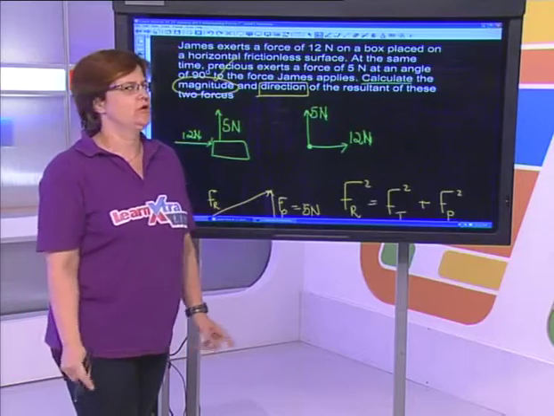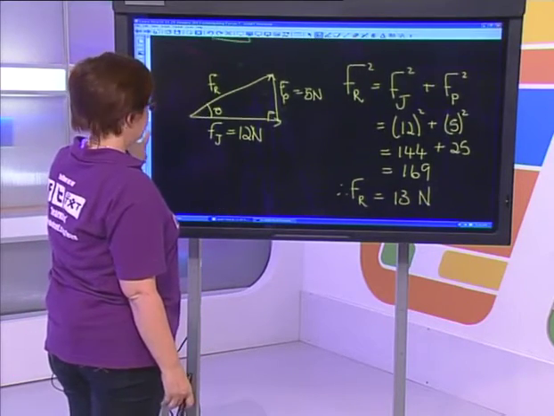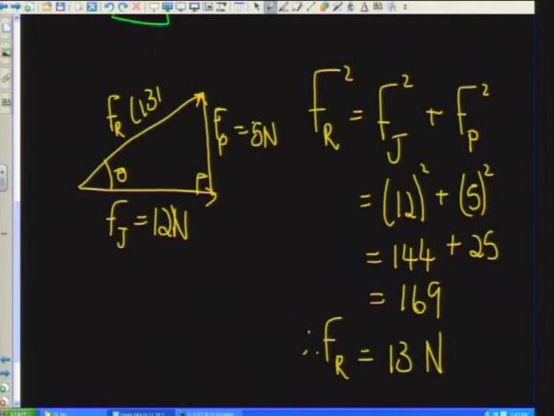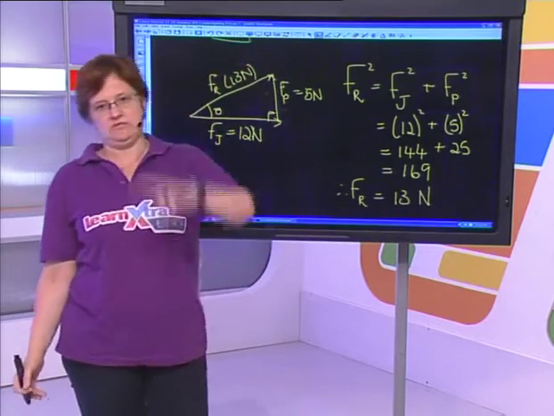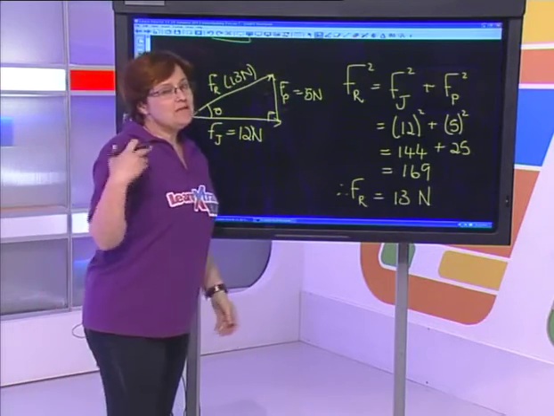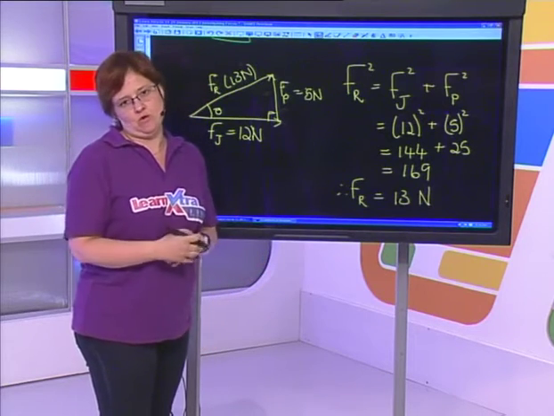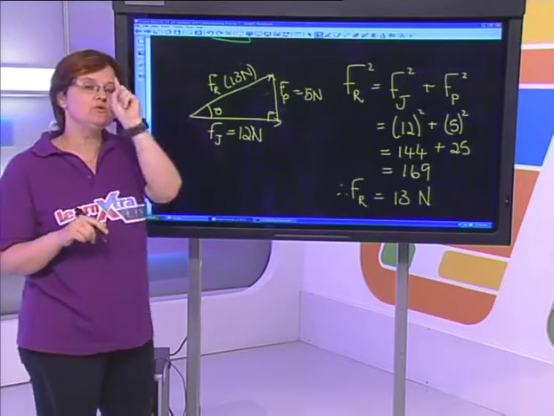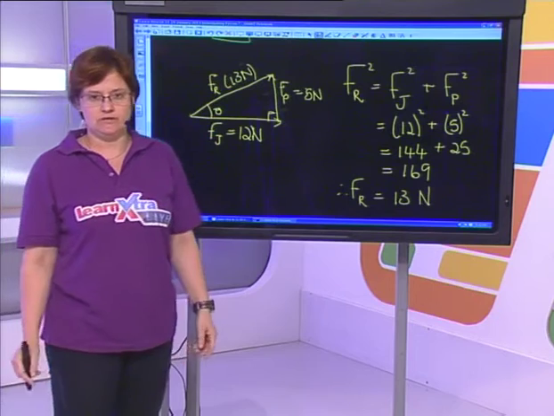Okay, not using a protractor. Go back to our diagram. So we know that this is now 13 newtons. Grade 11s, you can now use any of your trig functions, sine, cos, or tan. I'm going to say to you, as a tip, don't use sine or cos, because sine or cos require you to use the hypotenuse, the 13 that you've just worked out.